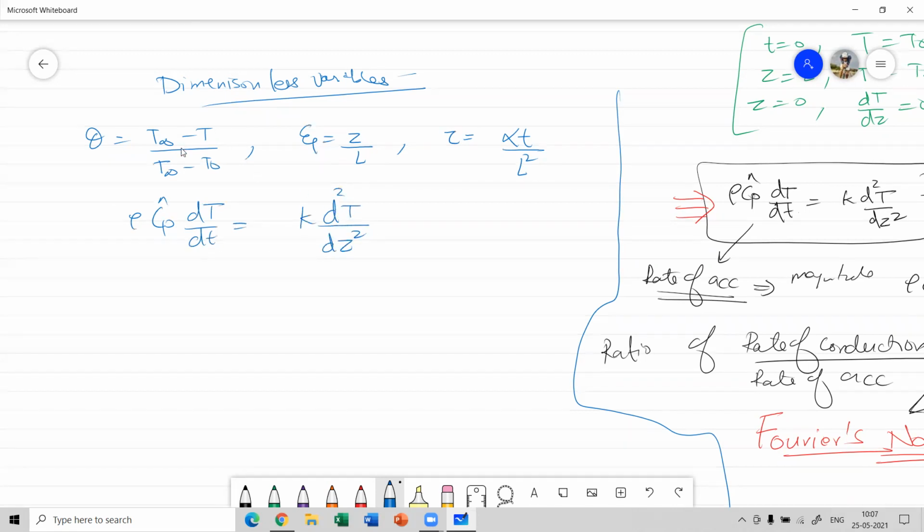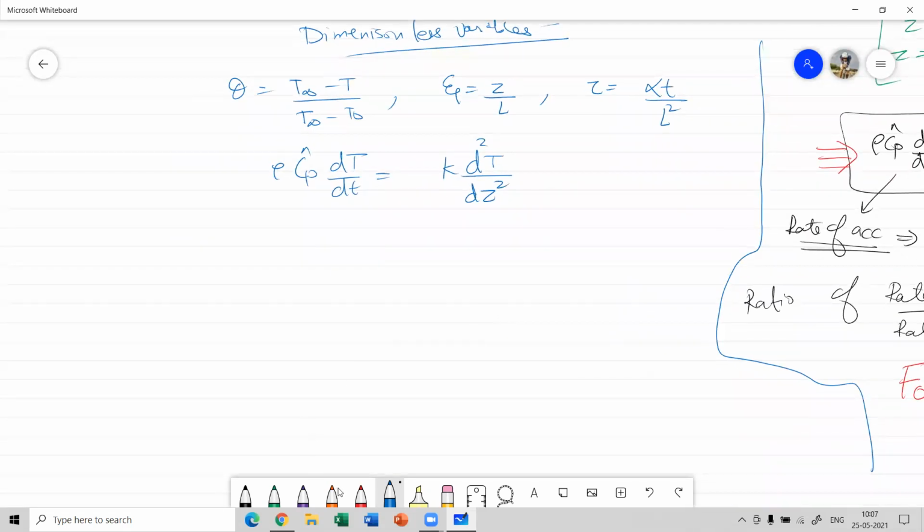Now let's try to convert this into a dimensionless form. From here we have T. T can be written as T infinity minus T naught into theta. Similarly, Z can be written as L into zeta, and time can be written as L square tau by alpha. So we're gonna put these three variables over here and try to resolve this.